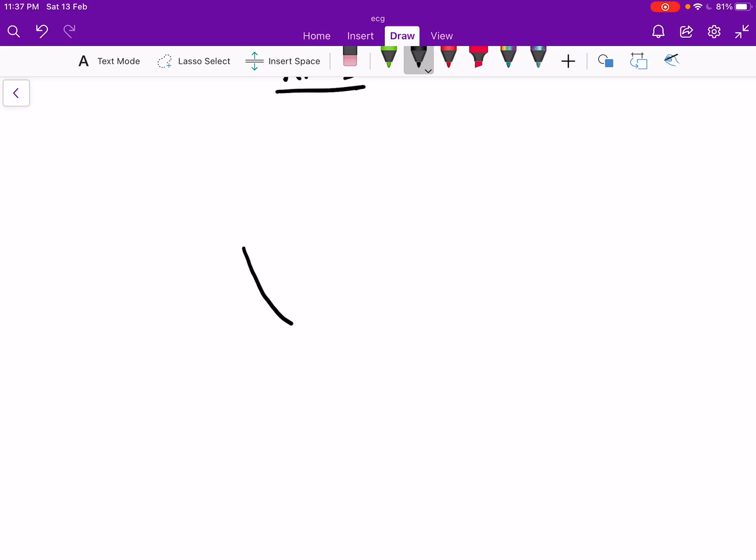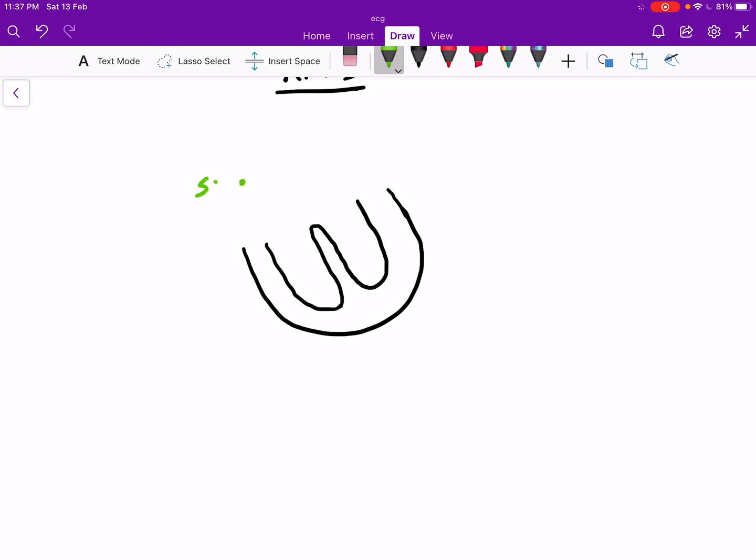So, if we consider this as the cardiac muscle, this being the SA node, here somewhere being the AV node, from SA node to AV node we have the fibers, and from the AV node we have the bundle of His, which divides into two bundle branches, the left and the right bundle branch.